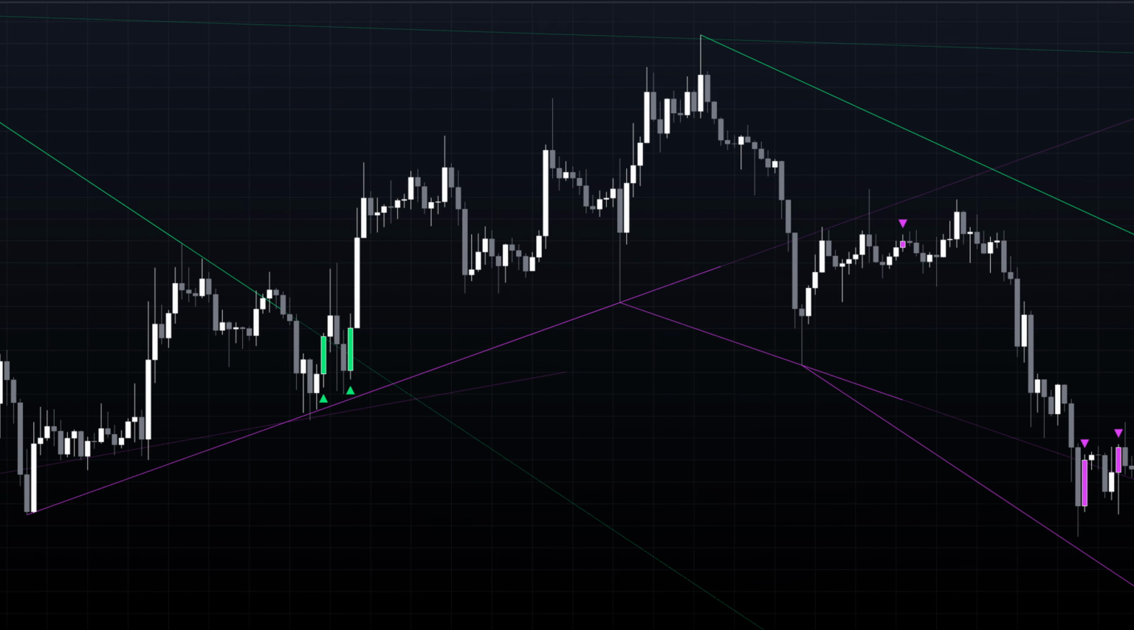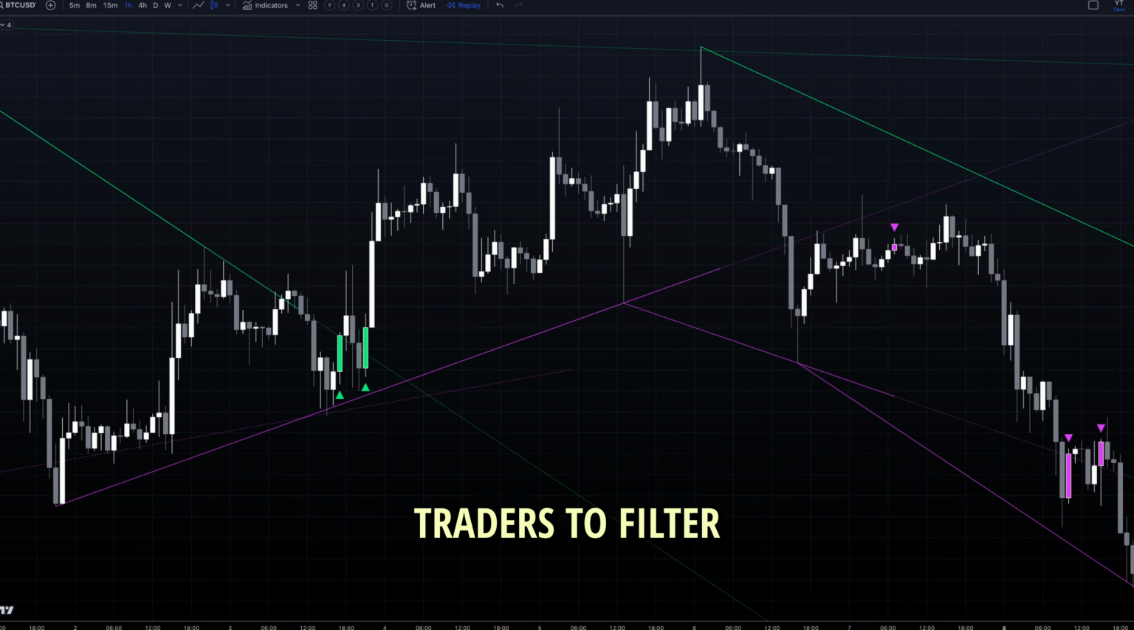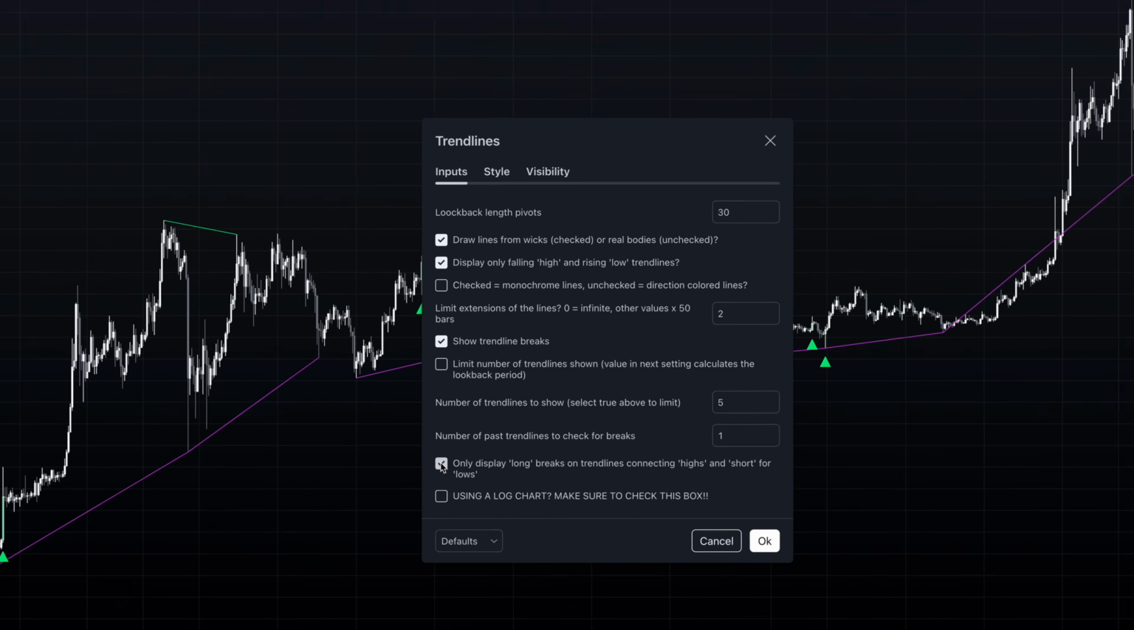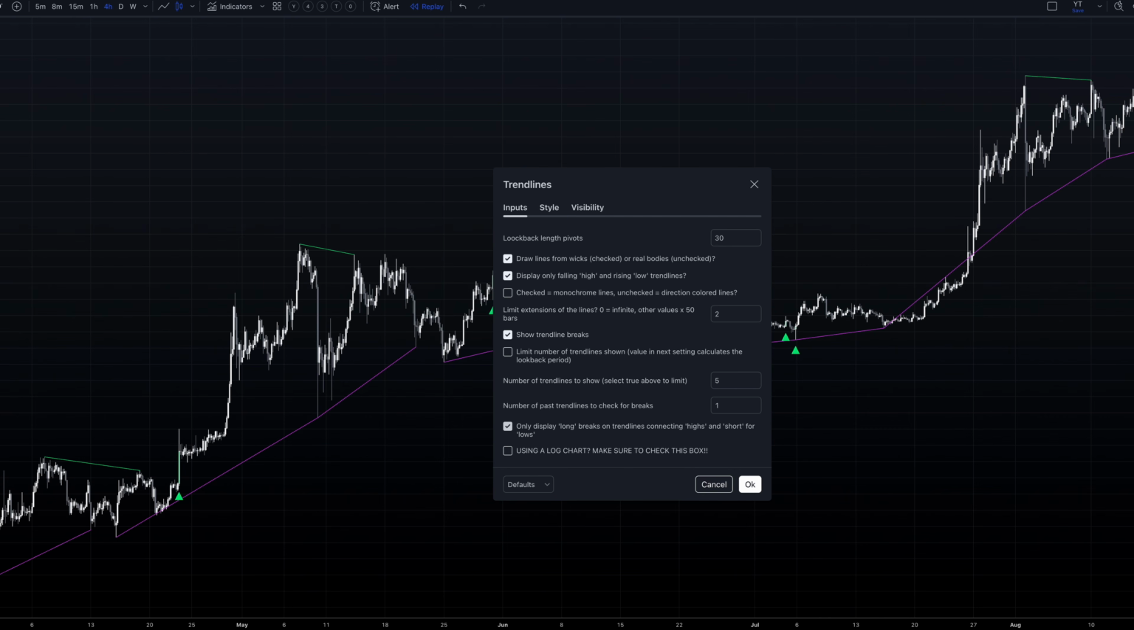The script identifies when the price breaks above or below trend lines and can send alerts for these events. It also allows traders to filter signals based on direction. For example, only showing upward breaks for trend lines drawn from highs, or downward breaks for those from lows.